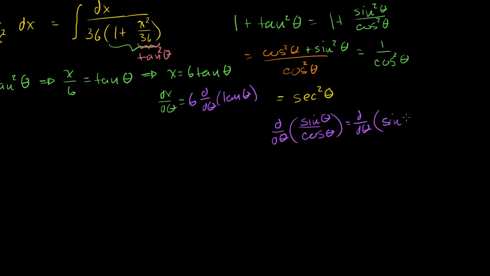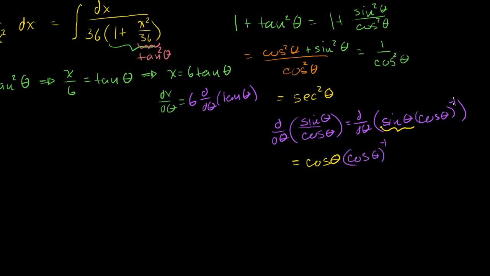Of sine of theta times cosine of theta to the minus 1 power. And what is this equal to? We could say it's equal to the derivative of the first expression, or the first function, which is just cosine of theta. So this is equal to cosine of theta. That's just the derivative of sine of theta, times our second expression, cosine of theta to the minus 1.